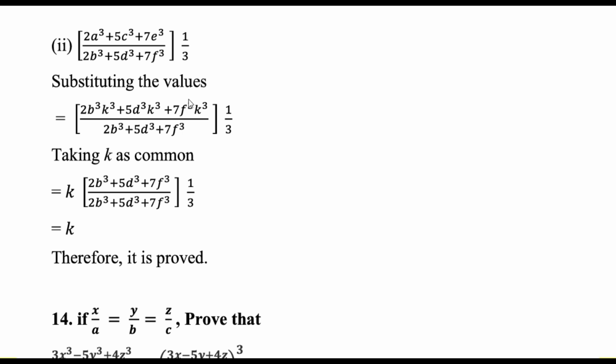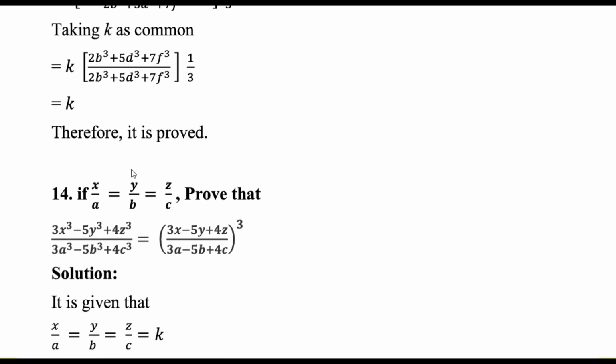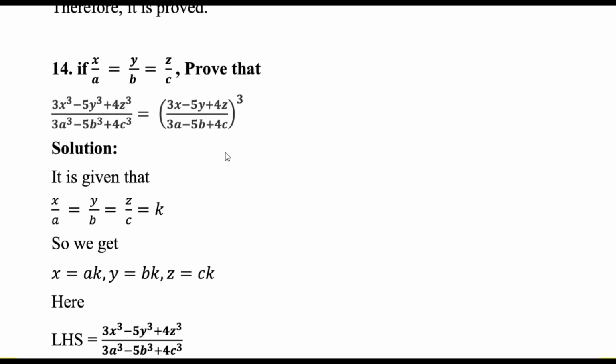Come to the question number 2. As it is given over there, substituting the values of a, c, e, put it in the form of a, c and e. After that a little bit of calculation or simplification, you will get the value k. Okay. After that it is proved. Come to the next problem.